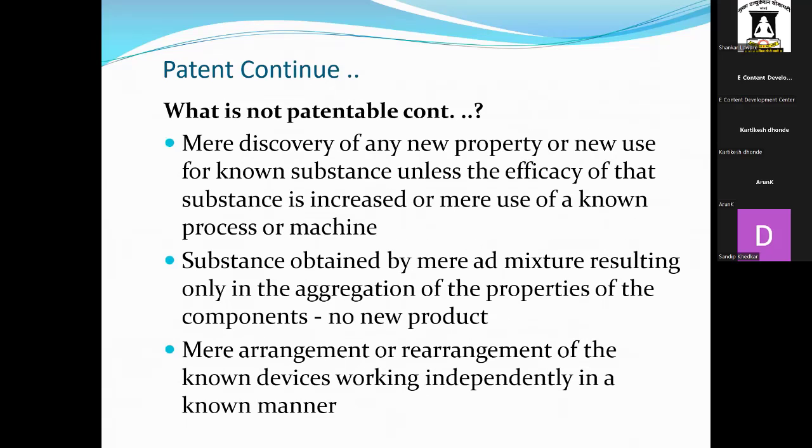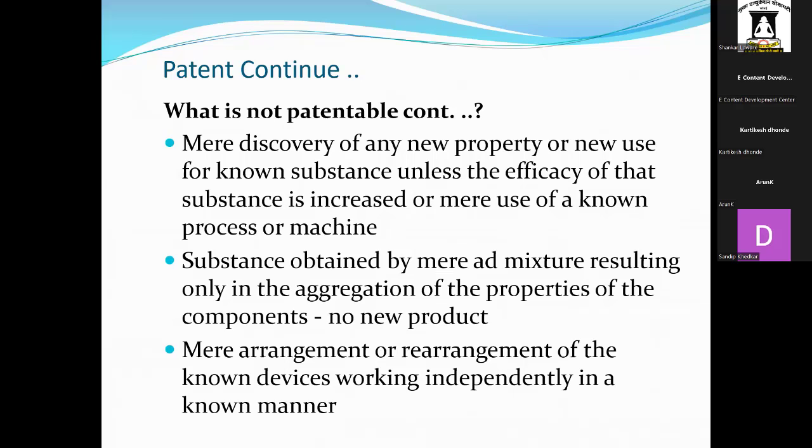So you cannot patent that turmeric has a healing property, because it is known to the public. Our ancient generations used it. A substance obtained by mere aggregation of the properties of its components, with no new product, is not patentable; you are just mixing to get the benefit of both. Also not patentable is the mere arrangement or rearrangement of known devices working independently in a known manner. If you put devices together and say you have invented something, this is not a patentable thing.